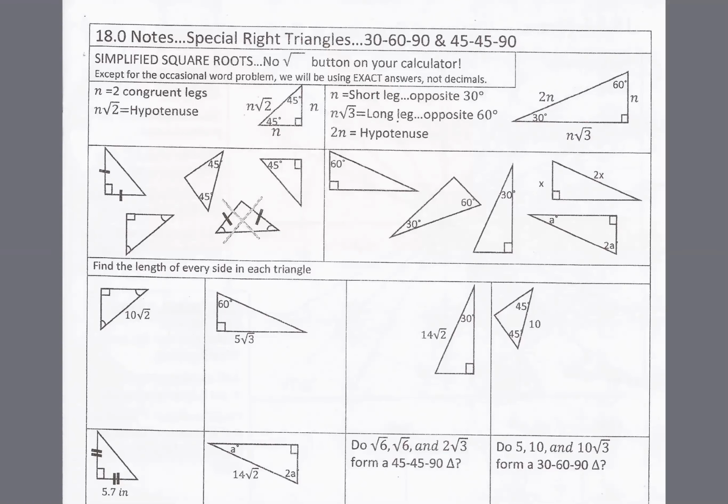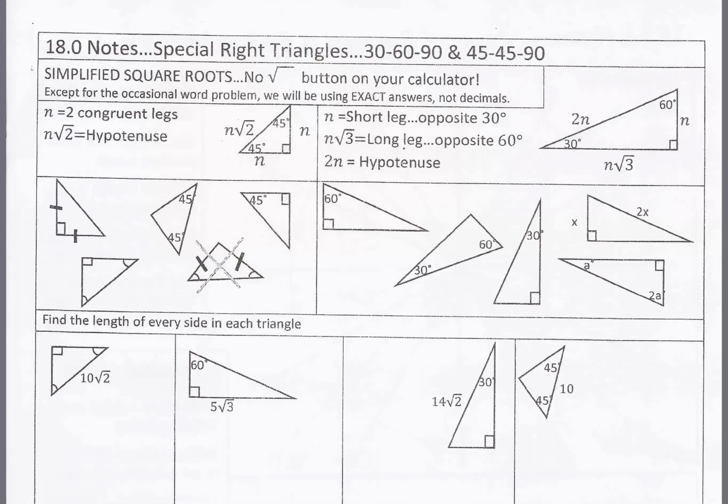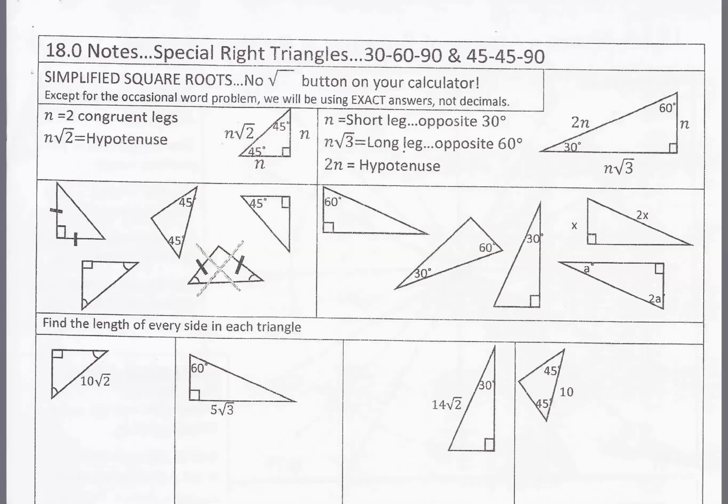Okay, so we're going to be doing special right triangles. There are two types of special right triangles: 30-60-90 and 45-45-90.